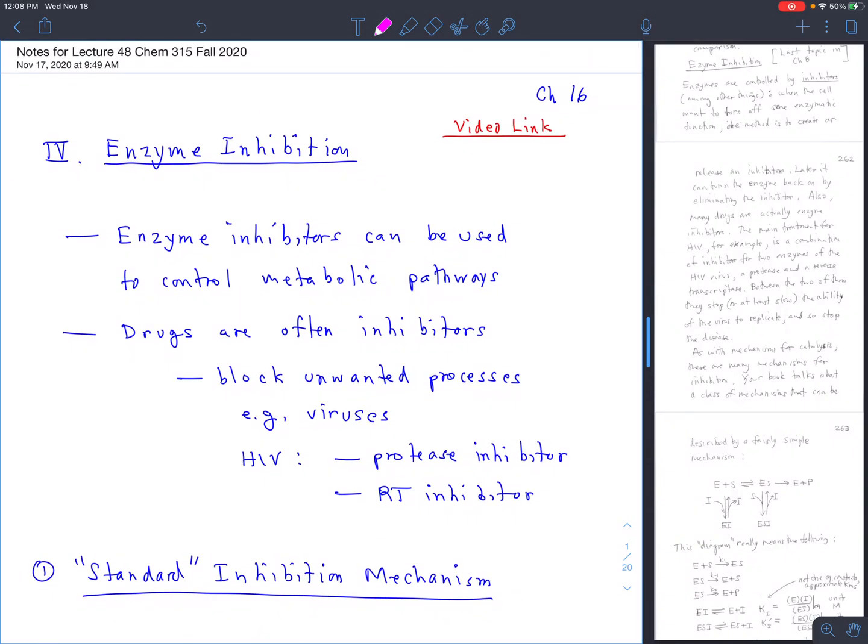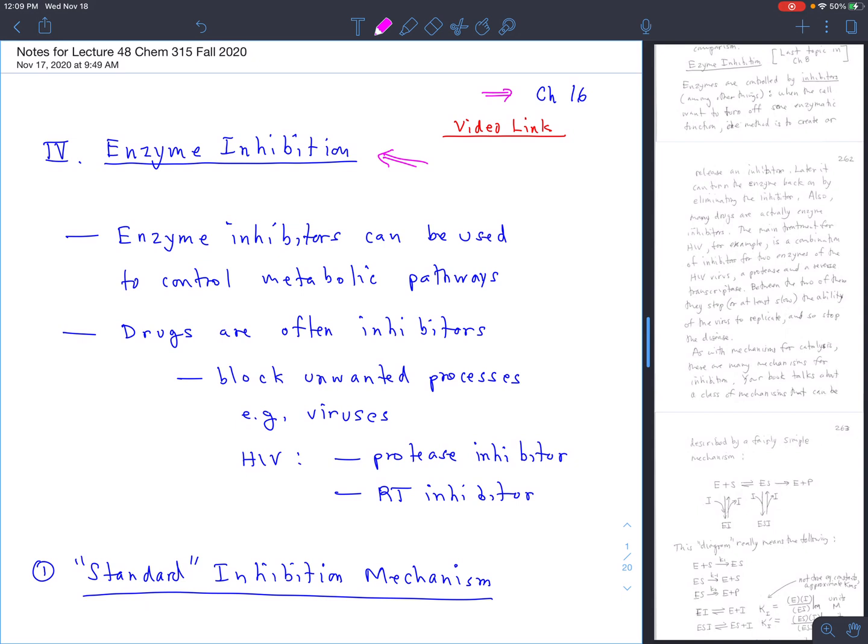All right, we are now in the last part of the class, the last section after exam 3. We have one more topic to cover under enzyme kinetics, and that's enzyme inhibition. This is the last part of chapter 16. And after that, we'll start talking about applying all these things to molecular machines, especially the DNA polymerase.